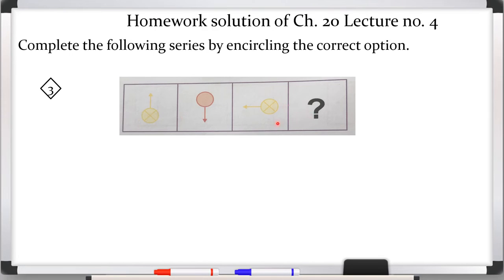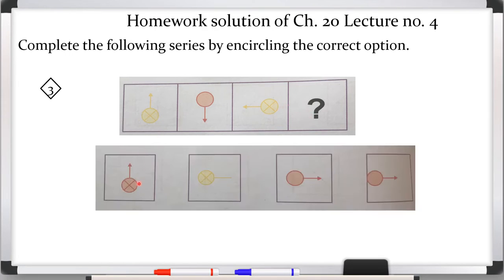Now question number 3. Here this figure is given, and we have to find out the correct option. So here you can see, first of all we will observe this yellow color. Here it is at the top part, this arrow is there, and this arrow is at the left hand side of this arrow, this figure.